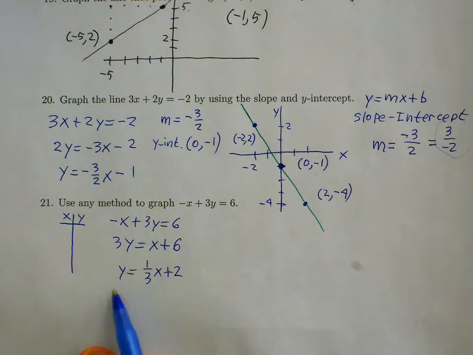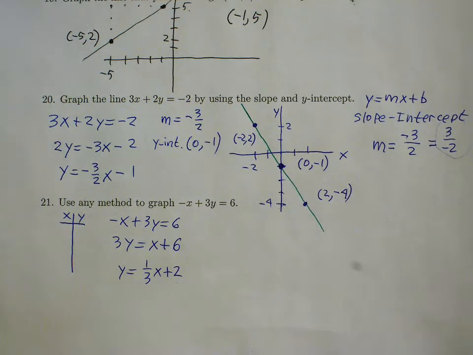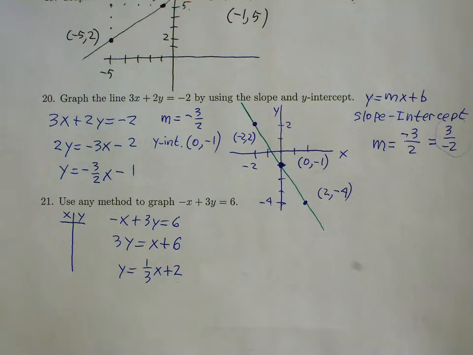And so we can graph this line by plotting the y-intercept. The y-intercept is (0, 2), and the slope is 1/3. Okay, that's one way to do it. Did someone else pick a different method?